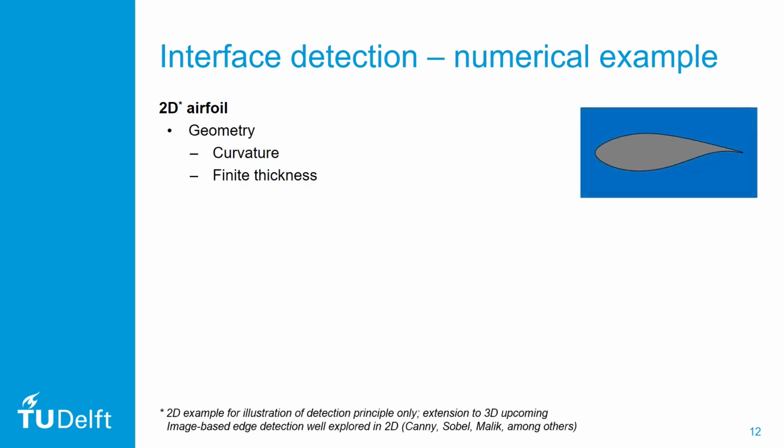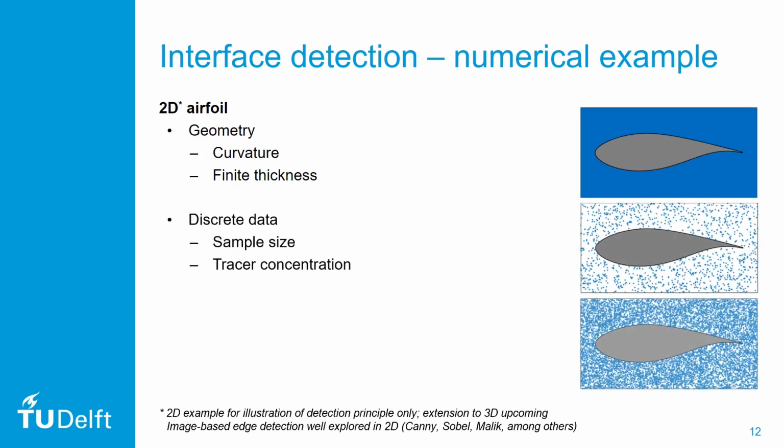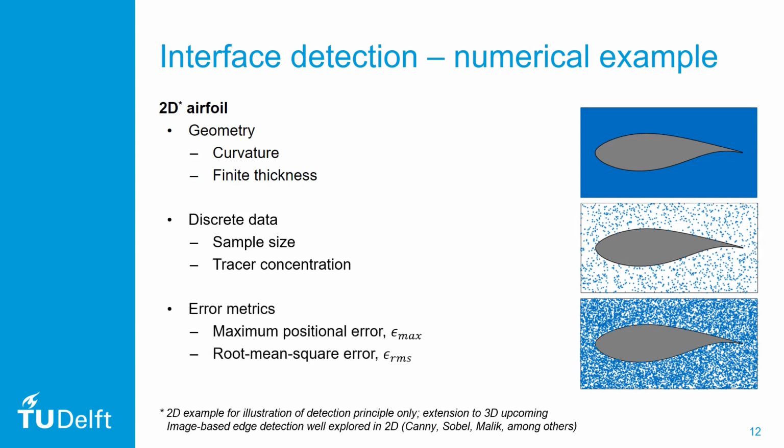So far we have assumed a continuous data distribution, which is not representative of particle image velocimetry. So what happens if we look at discrete data? What are the effects of sample size and tracer concentration? We will be looking at this using the error matrix of the maximum and mean positional error of the reconstruction with respect to the known reference model geometry.